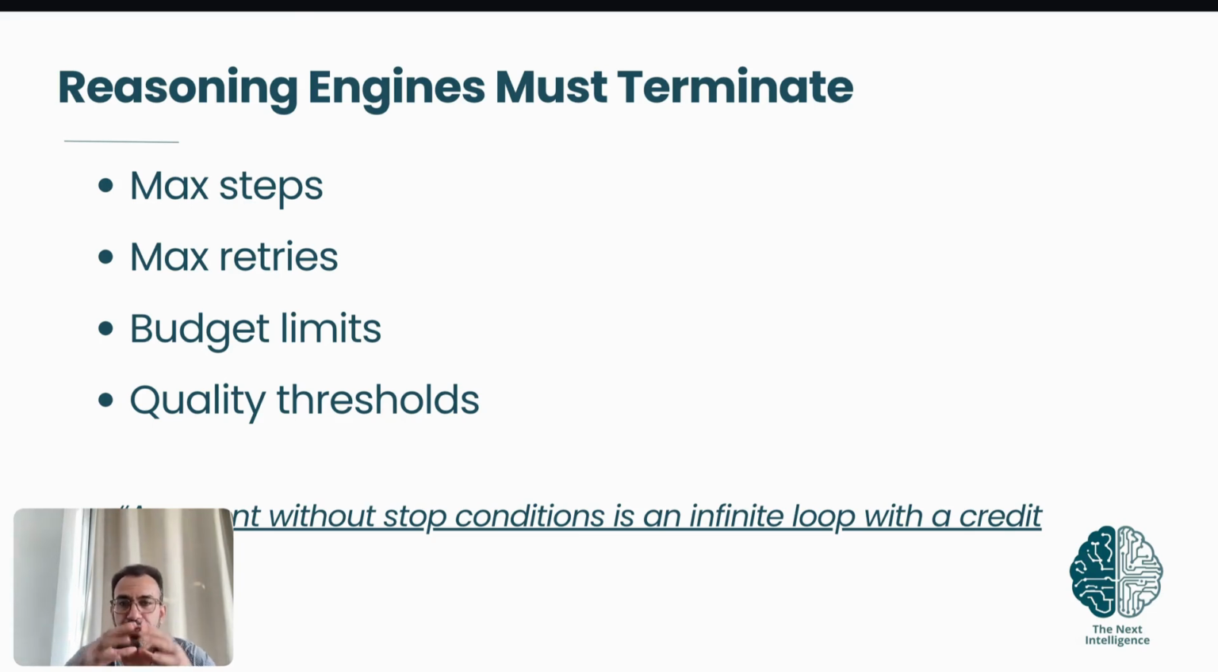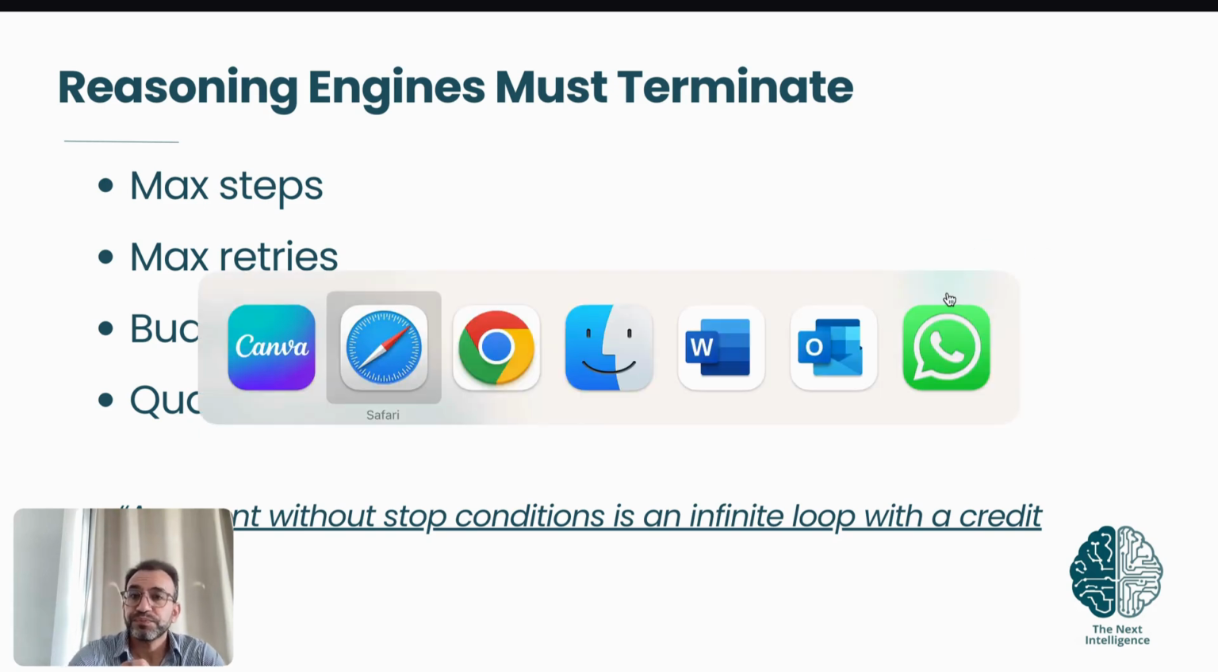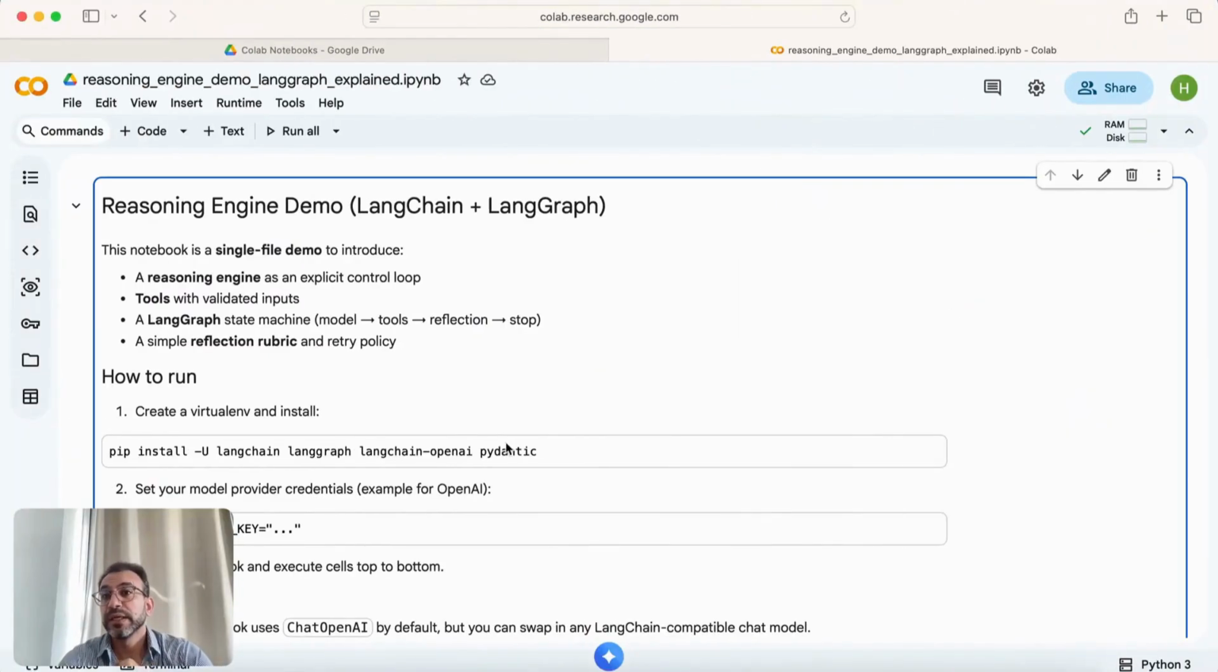So far we have been talking about this reasoning loop in theory as different components, but let's move now to see it in reality in a notebook where I built a simple notebook here in Google Colab with all of these elements together, so that we can see how this reasoning engine is being built using LangChain and LangGraph.